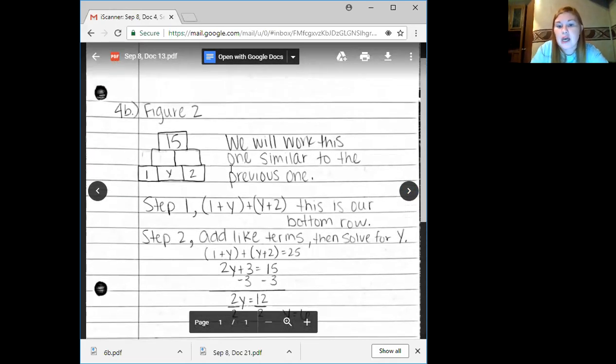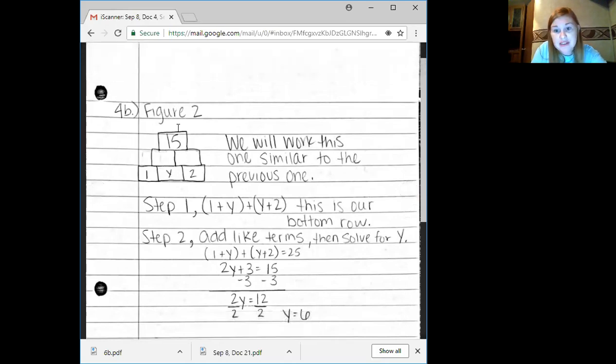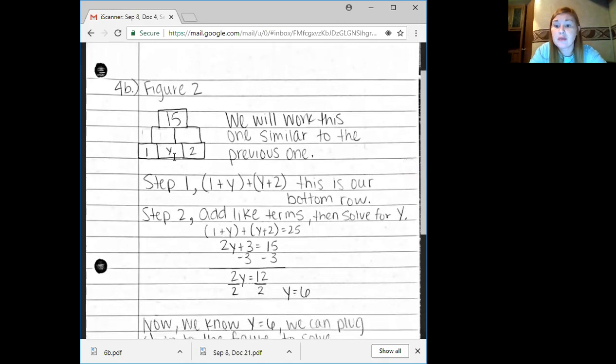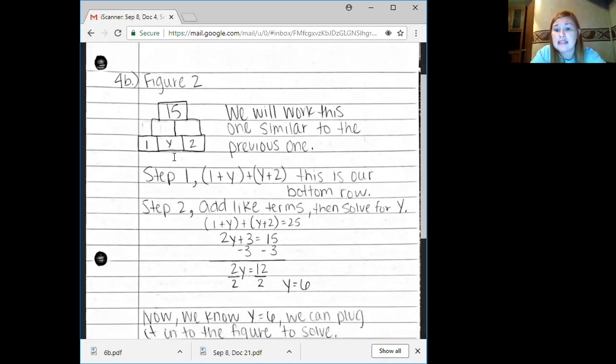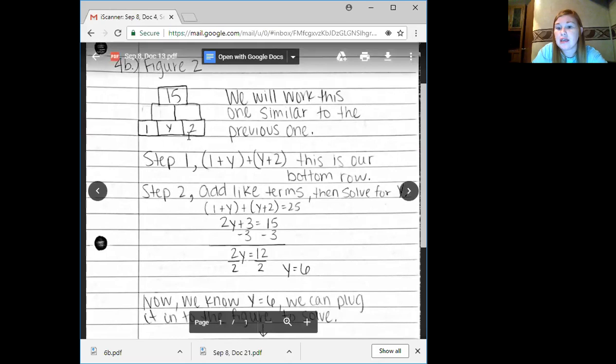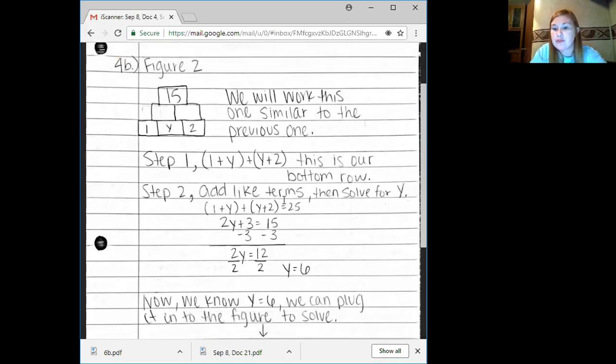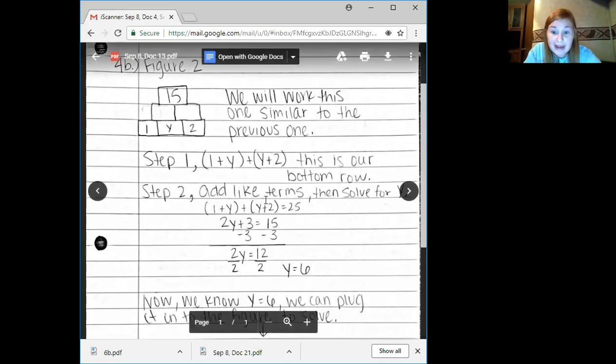Figure 2 gives us a 1 on the bottom, y, 2, and then also 2 blank middle squares, and then 15. So it's going to be exactly like the other one, basically. Step 1, we're going to put the 1 plus y, because we have that already, and then the y plus 2. And then step 2, we'll add like terms to solve for y.